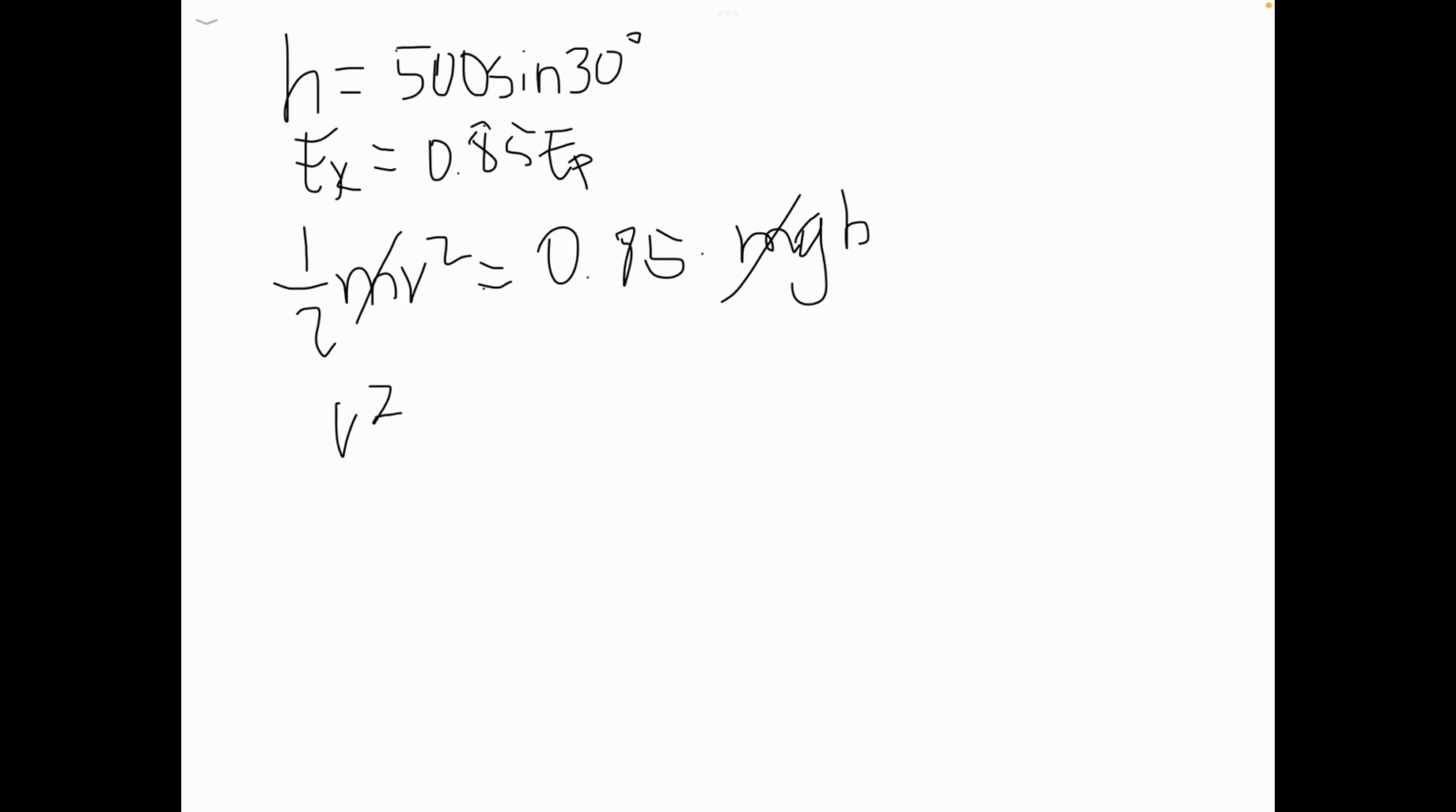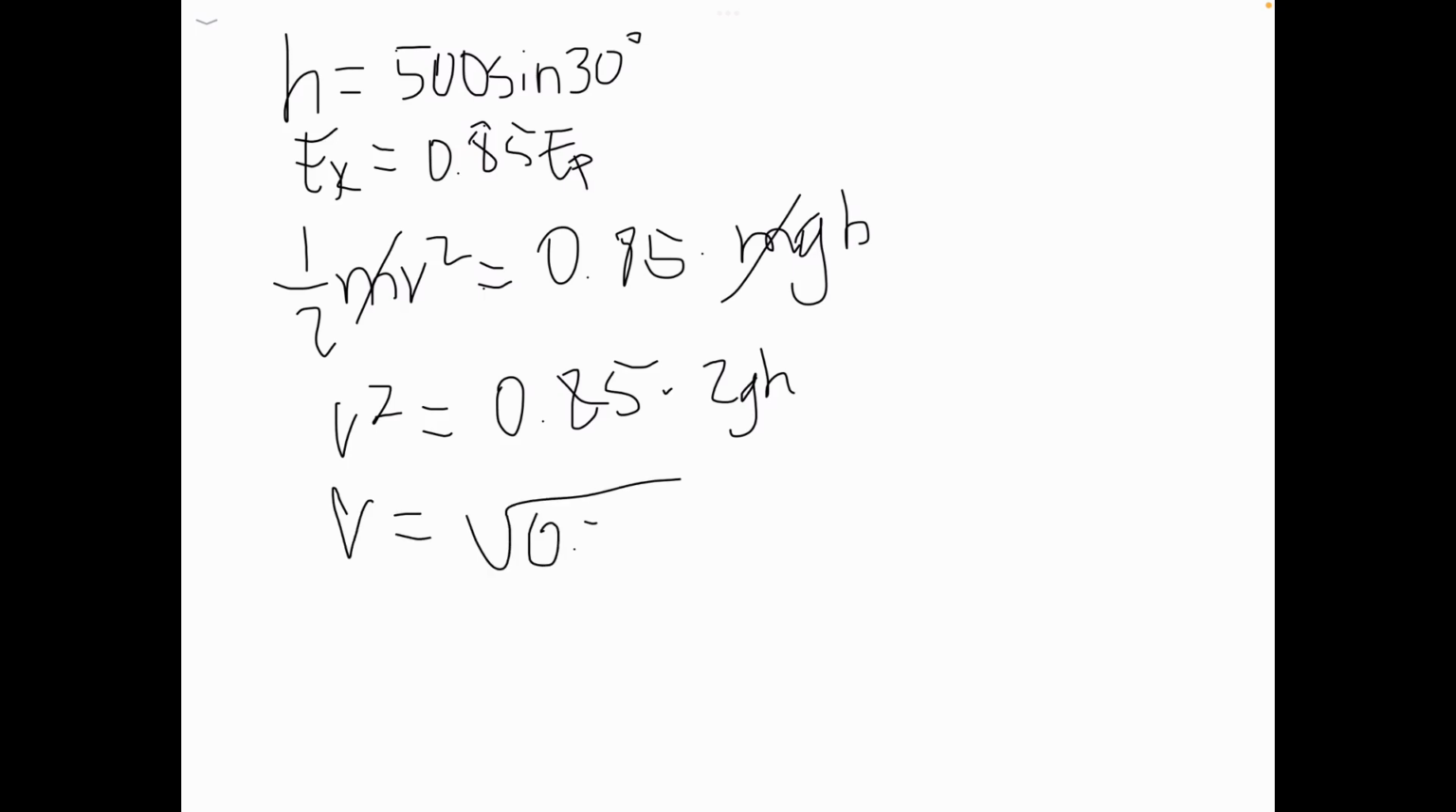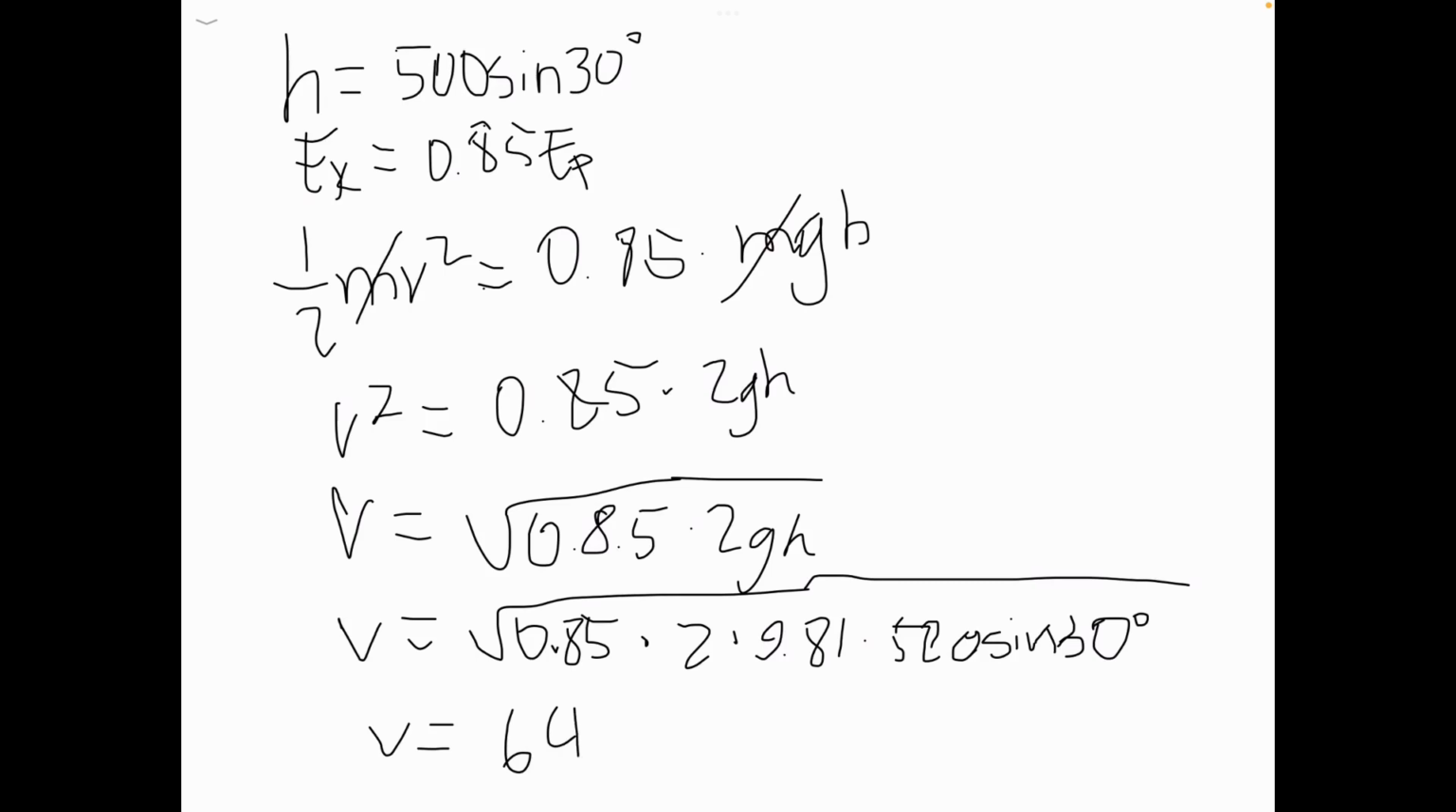v squared is equal to 0.85 times 2gh. So v is the square root of this times 2gh. And now we can simply plug in all of the values. 64.57 meters per second.